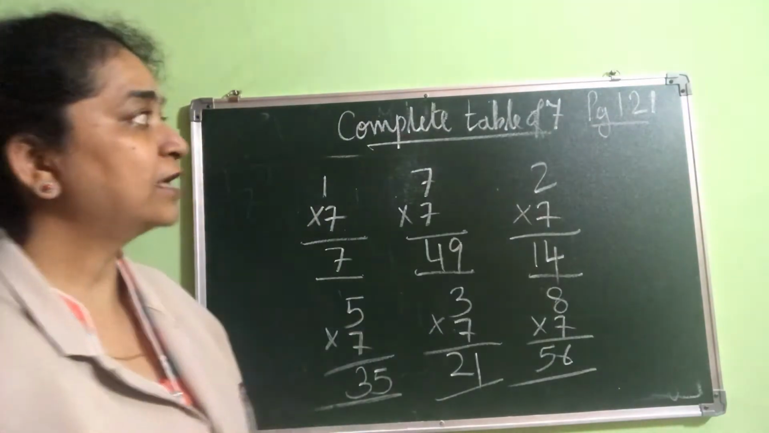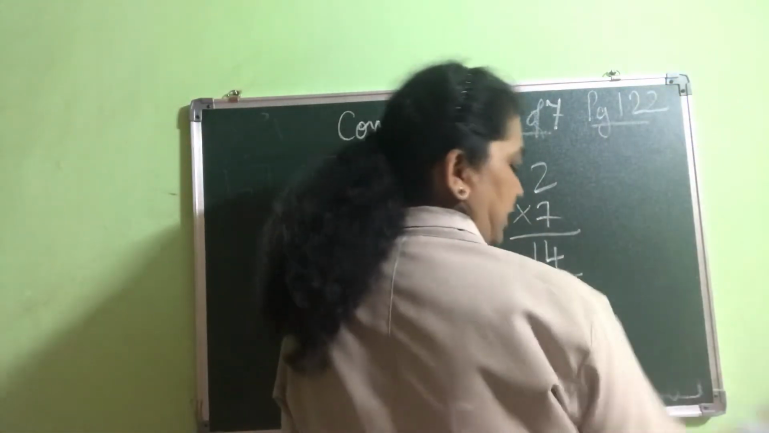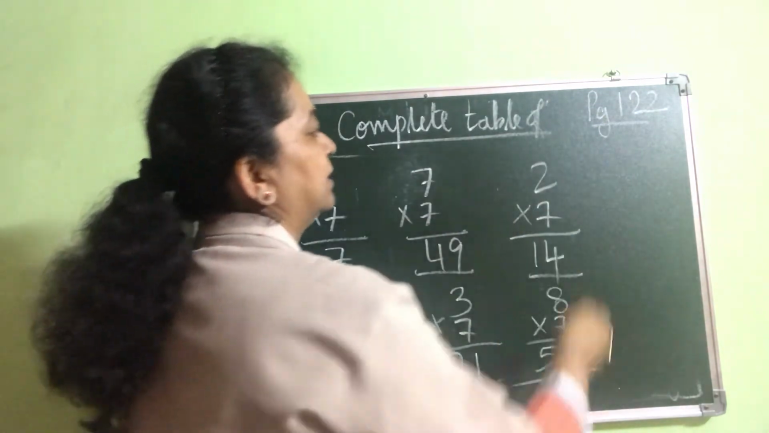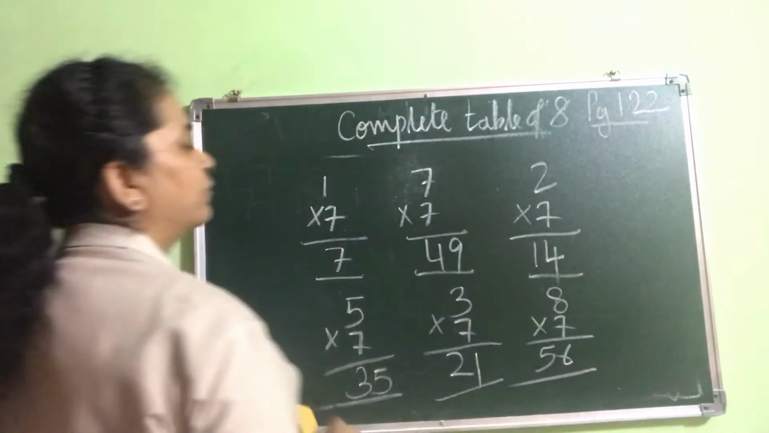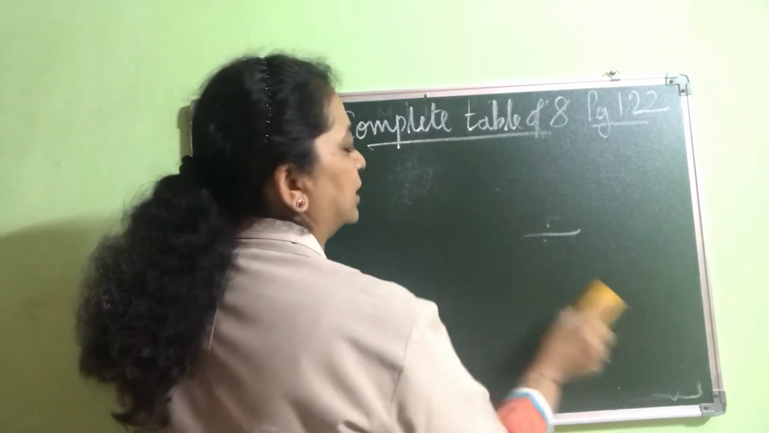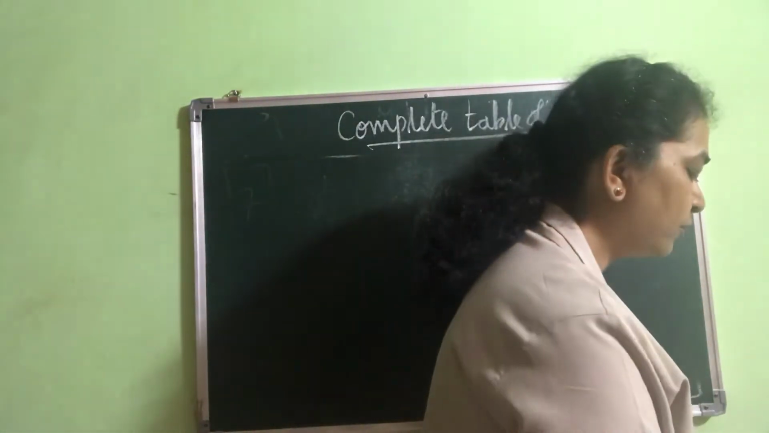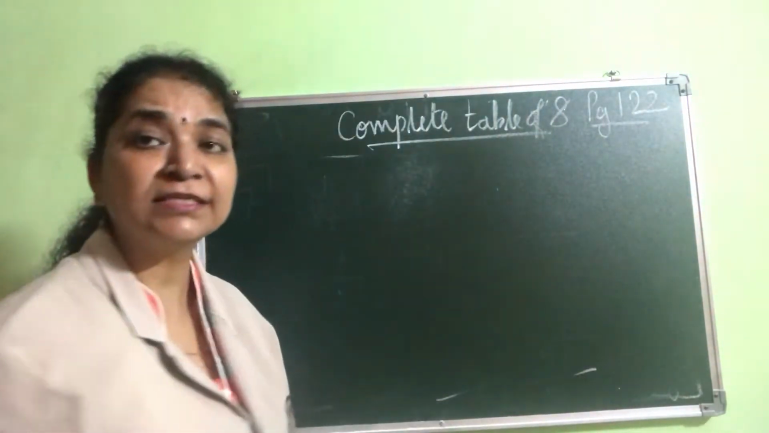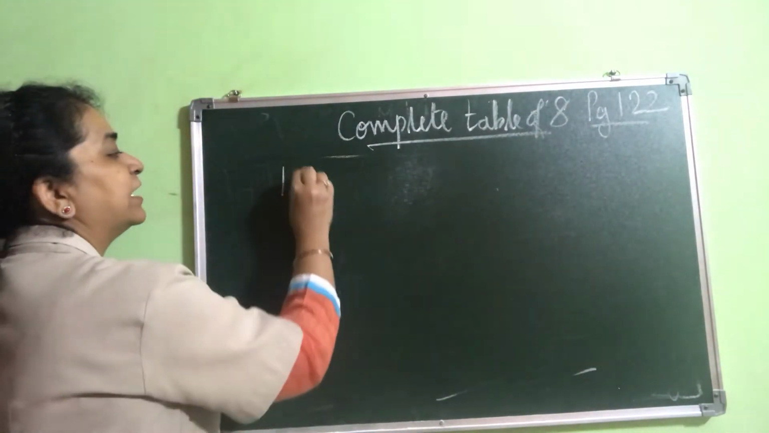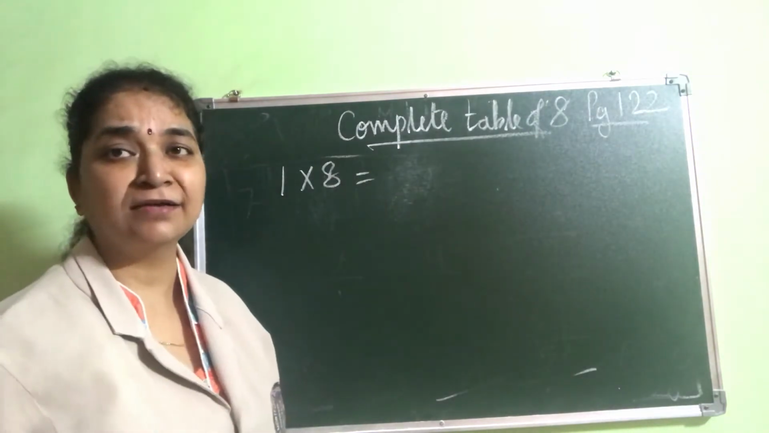Now, page number 122. Take out page number 122. We will do next table of 8. Complete the table of 8. Let us complete. Now you have to learn, for this you should know the table of 8. If you know the table of 8, you will be able to do this very clearly. Let us revise if you don't know. 1 into 8 or 8 into 1. What is 8 ones are? 8.